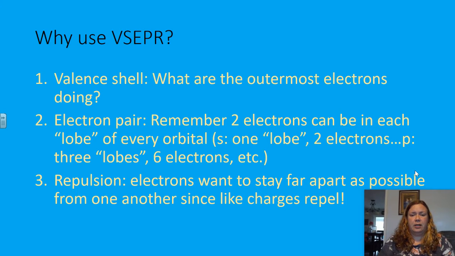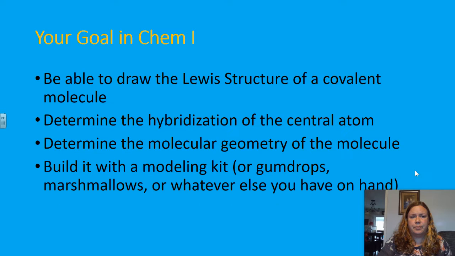Also, electron pair. Electron pair is part of the term VSEPR, and we remember there's two electrons that can be in each lobe of every orbital. If you recall, when we drew our orbital diagrams and we drew one box for S, 3 boxes for P, 5 boxes for D, we were showing how many lobes there are that can actually hold 2 electrons in each lobe. And again, the repulsion with VSEPR is that these electrons want to stay far apart from each other because we know like charges repel, so they don't want to be anywhere near each other.